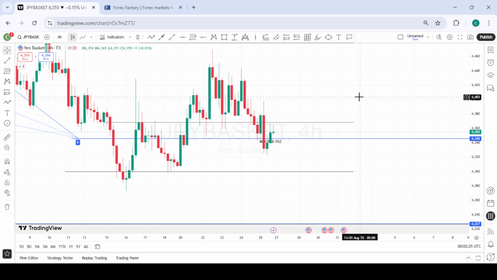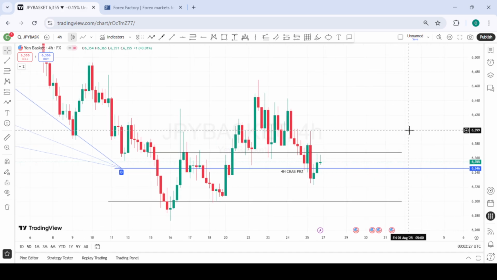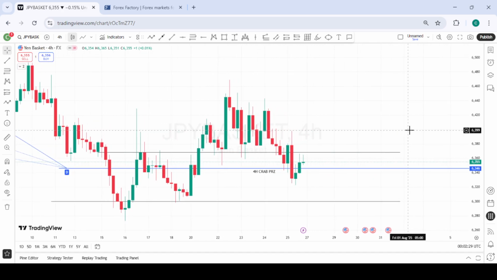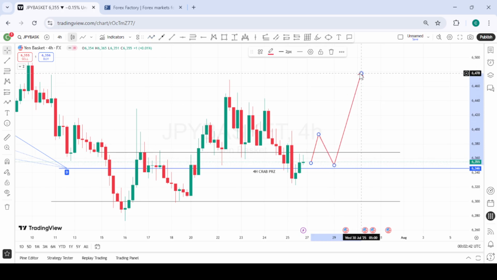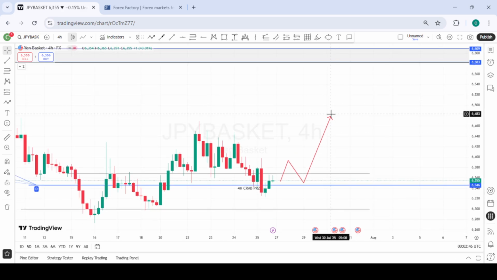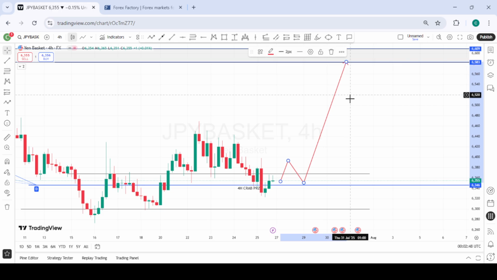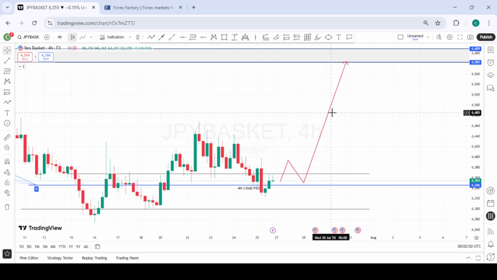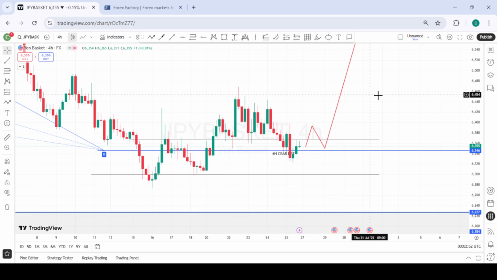So the only way we'll be considering a bullish Japanese yen index for next week is if we are able to shift this 4-hour structure bullish, get a pullback and continue to the upside, then we'll be extremely bullish, and we are going to target the previous targets that we had from the previous episodes to the upside. So that is the bullish side for the Japanese yen.